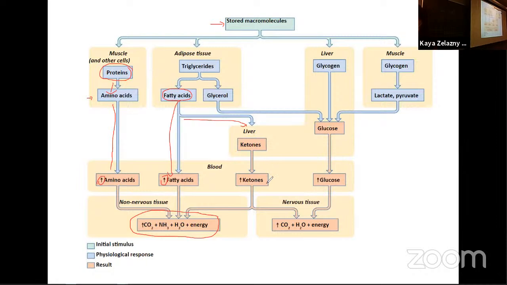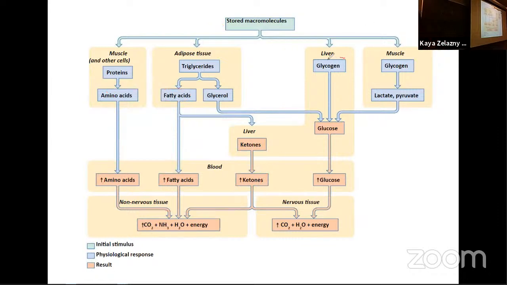Once we have ketones in the blood, ketones can directly be used for energy in non-nervous tissue, and a tiny bit in the nervous tissue. Your nervous tissue does really, really want glucose, but they can use ketones a little bit, right? Like people on the keto diet don't completely lose brain function, right? So you can use some ketones here.